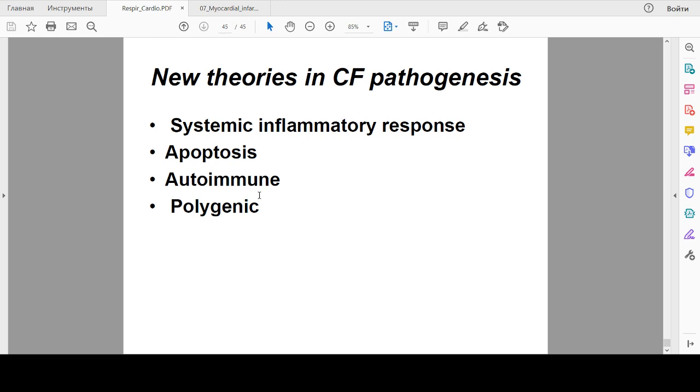And finally, briefly about some new theories in cardiac failure pathogenesis. Some modern theories. First is systemic inflammatory response. According to this theory, in response to hypoxic injury, in response to any other injury actually, on any damaged cell membrane the arachidonic cascade is initiated.